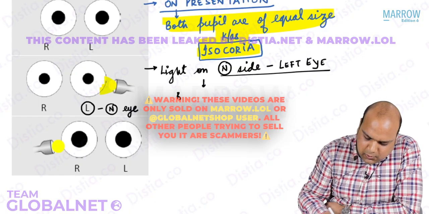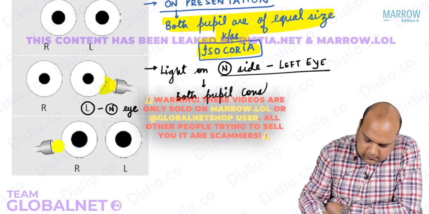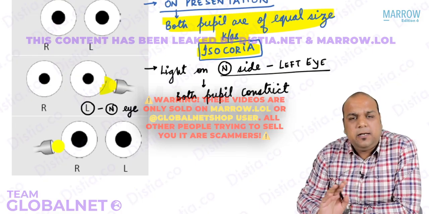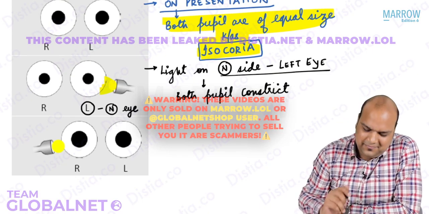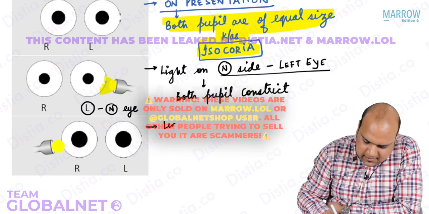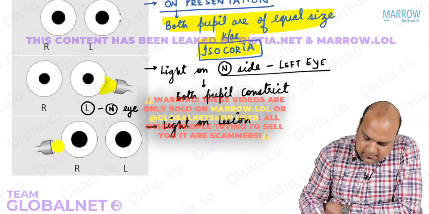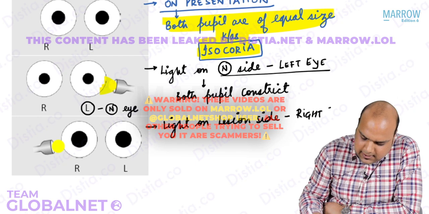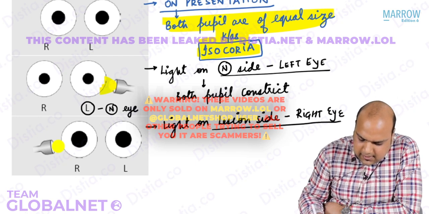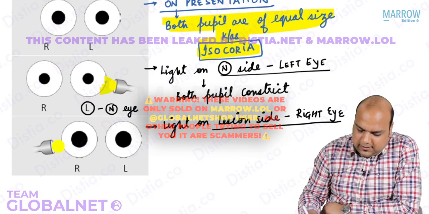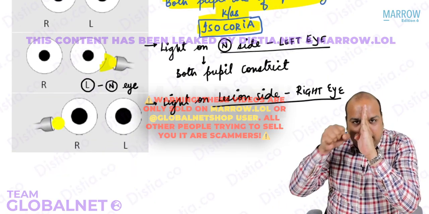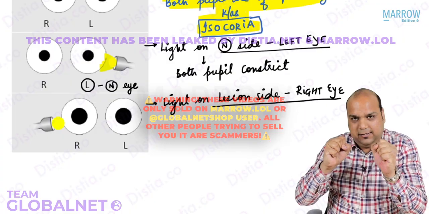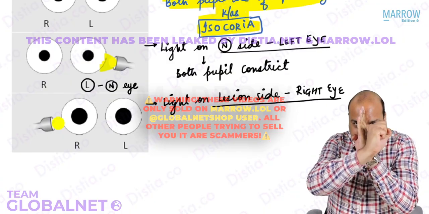So I say both pupils constrict. Is there any confusion in this? I hope no. Normal. Now we say light on lesion site. In this case, we have assumed that the lesion is in the right eye. Now let's see what will occur. The patient was holding his hand, you threw the light on the left eye, both the pupils constricted. All right. Now you took the torch to the right eye.